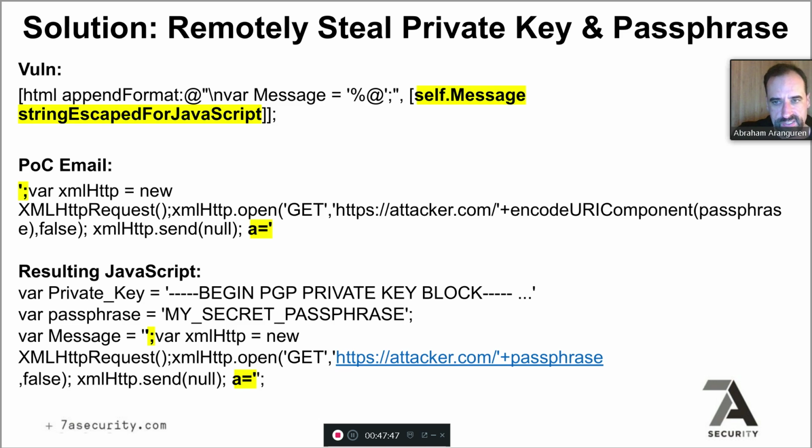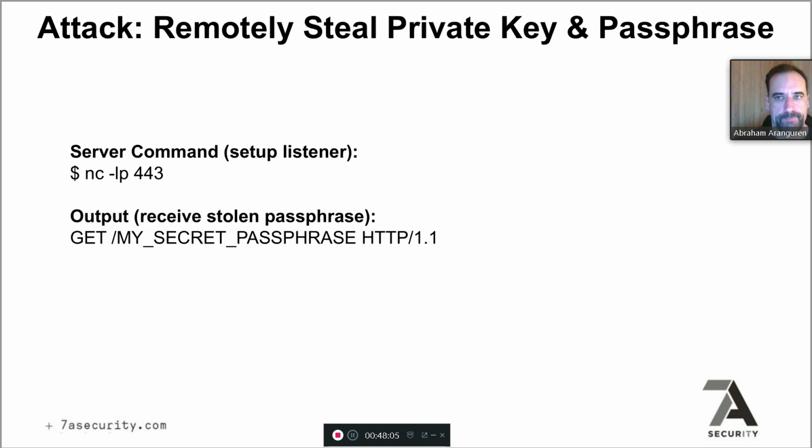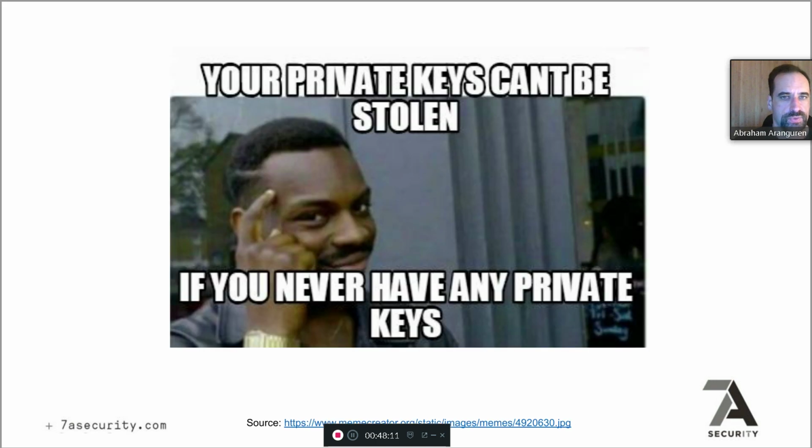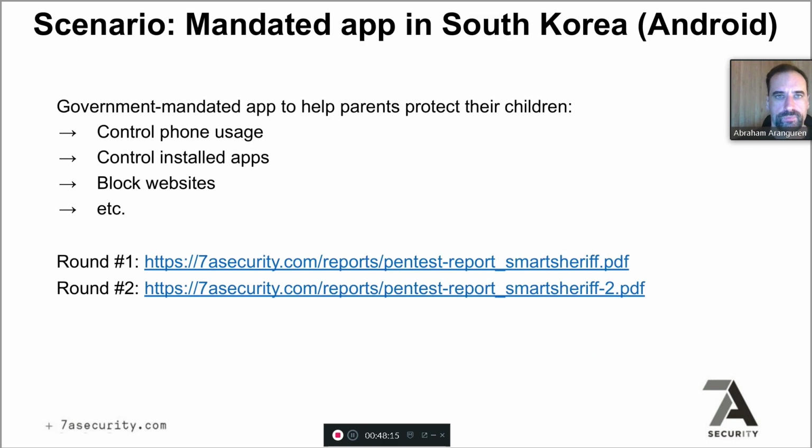So you have the private key, the passphrase, and then you can get the passphrase and send it to an attacker, the same way with the private key, right? So you could send the private key and the passphrase to an attacker using this attack, just by sending an email to a user, right? So this is a very, very cool attack. And then the attacker would, of course, retrieve the passphrase like this, right? So this was a very nice attack vector.